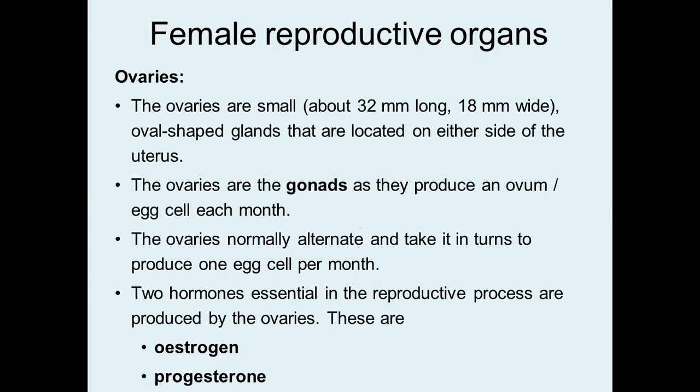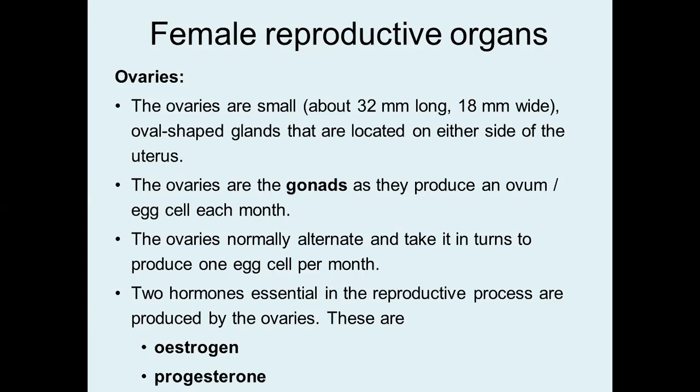They're often referred to as being almond-shaped. You know what an almond looks like. And they're located on either side of the uterus. The ovaries are the gonads because they produce an ovum or an egg cell per month. The ovaries normally alternate and they take it in turns to produce 1 egg cell per month.